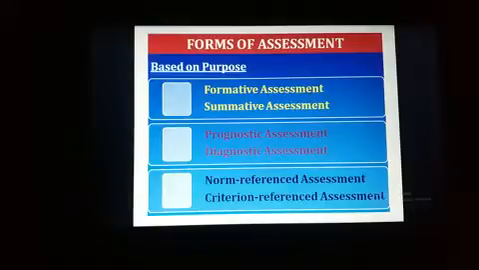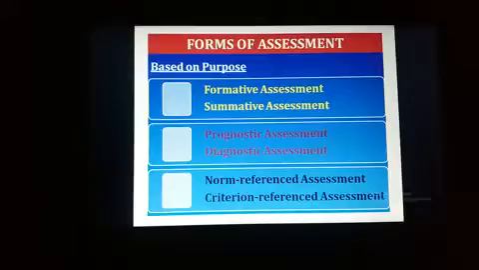According to purpose, the assessment can be dichotomized as formative assessment and summative assessment. Very simple. Formative assessment is the part and parcel of learning as a continuous process. It goes with learning. Whereas summative assessment is at the end of learning, or at the end of the unit, or at the end of the chapter, or even at the end of the year.